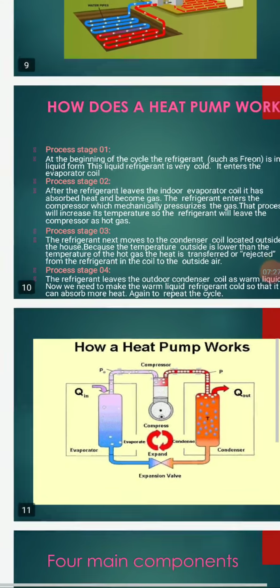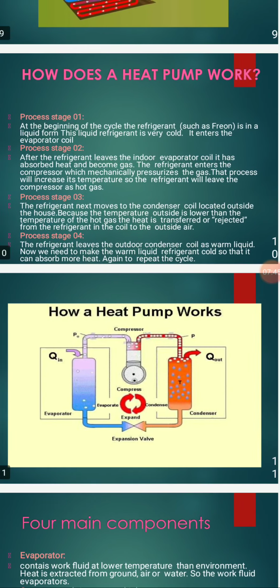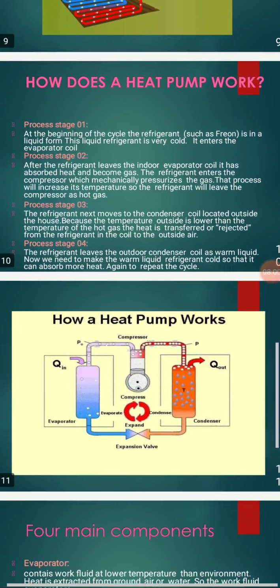We all know how a heat pump works. Now let us see the first stage. At the beginning of the cycle, the refrigerant such as freon is in liquid form, and this liquid refrigerant is very cool. It enters the evaporator coil. Next, stage 2. After the refrigerant leaves the evaporator coil, it absorbs the heat and becomes a gas. As usual, we have seen this. Now it is like a vapor compression system or vapor absorption system. The same procedure is taking place.